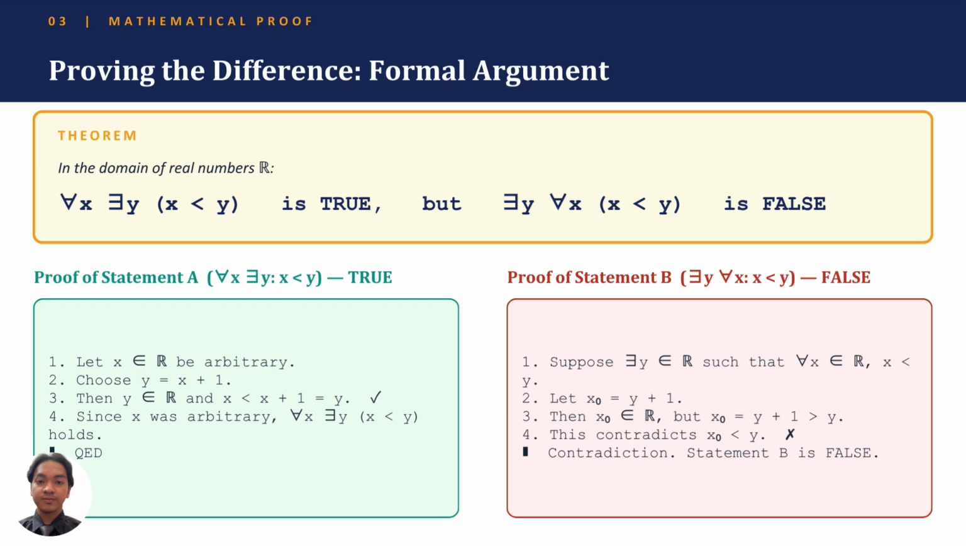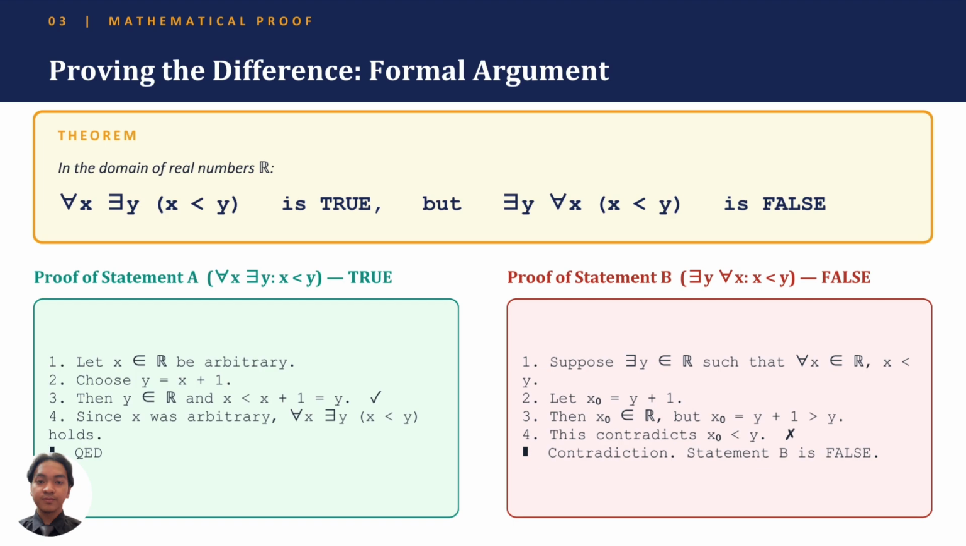Today I want to explain mathematical proof, proving the difference from the argument. The theorem is: in the domain of real numbers, for all x there exists y where x is less than y is true, but there exists y for all x where x is less than y is false. The proof of statement A, for all x there exists y where x is less than y, is true.